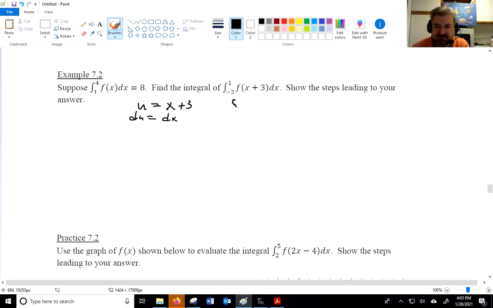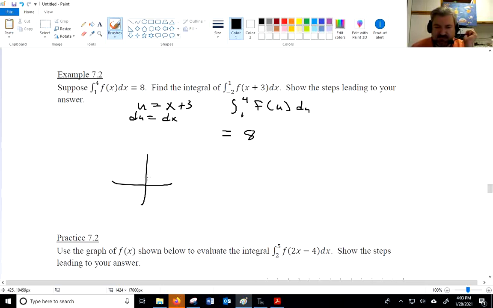So we'll do our substitution. Negative 2 plus 3 is 1. 1 plus 3 is 4. And then this is f of u du. So this one actually turns out to be exactly what it has. Quite often, though, there's usually an extra multiple or something like that you have to handle. But this is just 8. So there we go, which, I think makes sense.